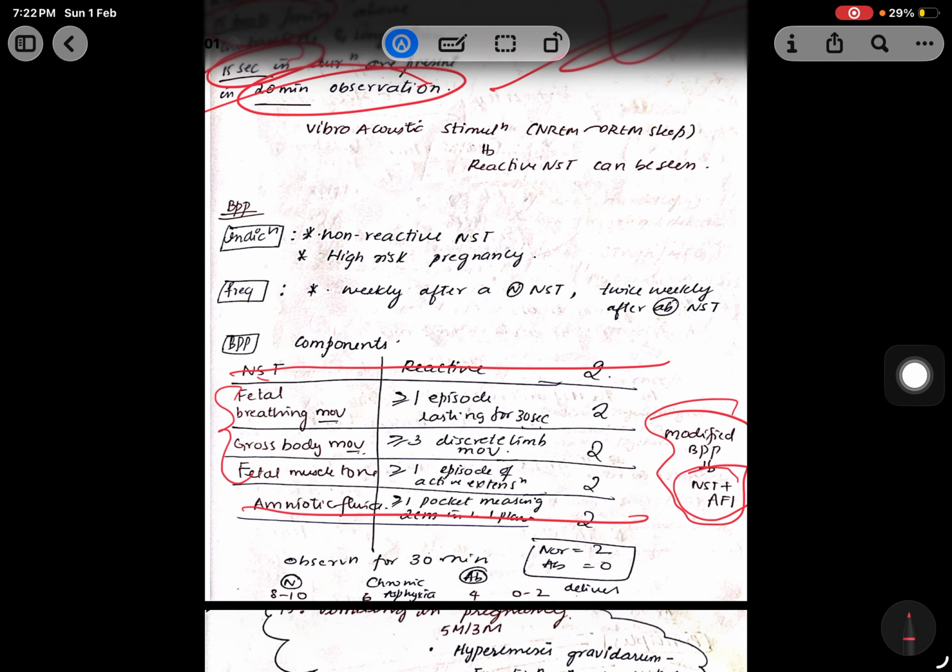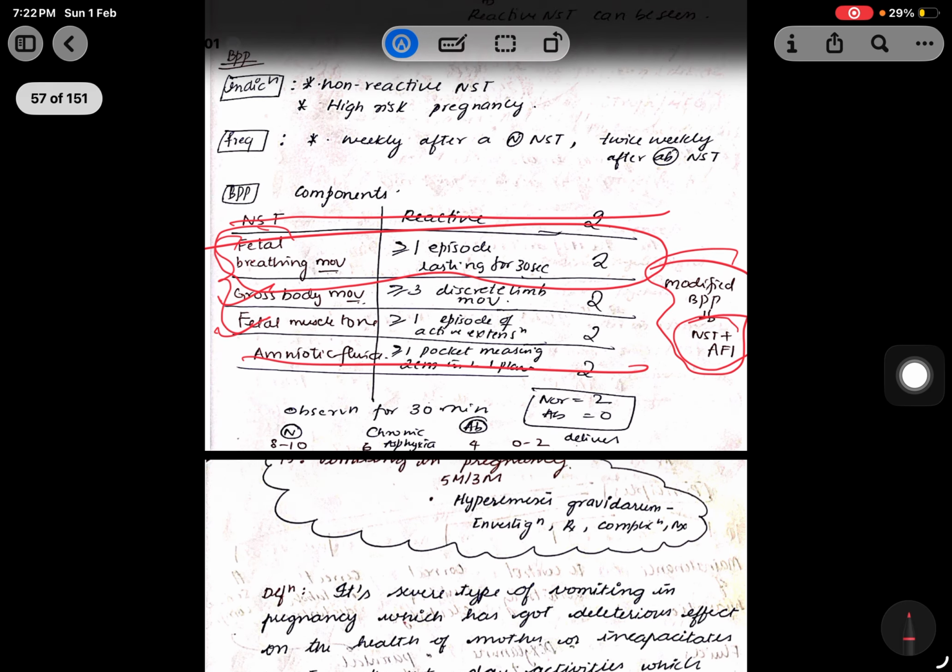So again, here you have to talk about the CNS part of it, that is gross body movement and fetal muscle tone along with one respiratory thing. So make sure you know it and you just present it the same.